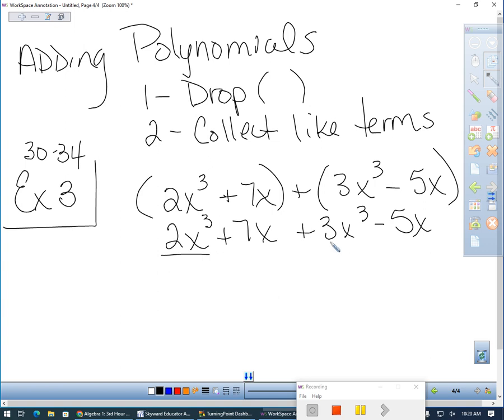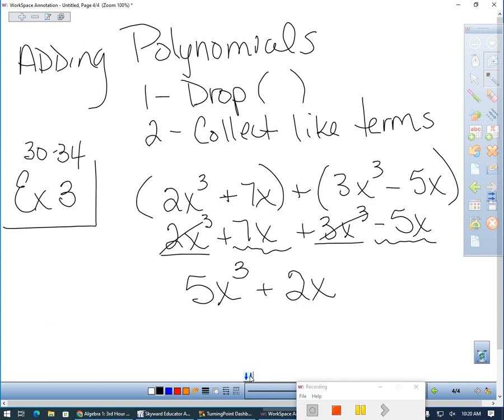And that'll give me how many x to the third, Madison? 5x. Good. 5x to the third. I agree. That takes care of those. All right? That means then I've got to collect together my 7x and negative 5x for a total of 2x. And that's it.